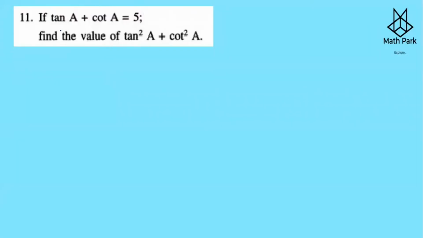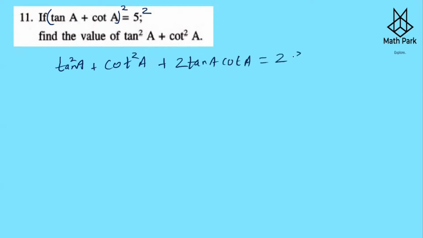We are given tan A plus cot A is equal to 5. Find the value of tan square A plus cot square A. This is again easy. What we will do is just square both sides of this. So tan A plus cot A the whole square is equal to 5 square. A plus B the whole square is A square, that is tan square A, plus B square, which is cot square A, plus 2AB, that is 2 tan A cot A, is equal to 5 square, which is 25.